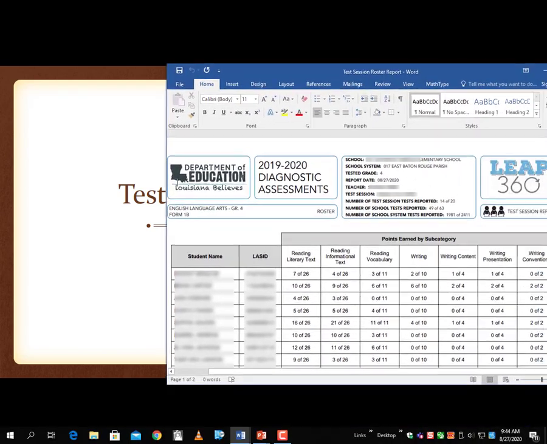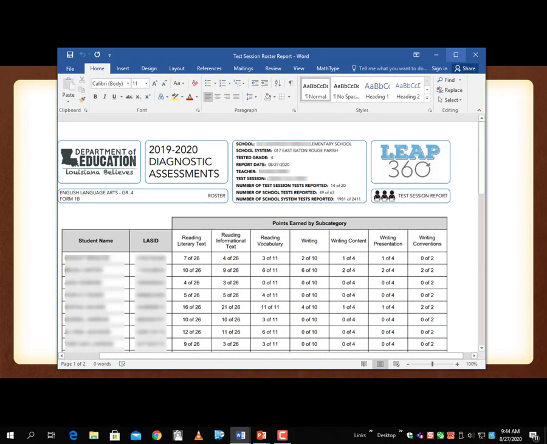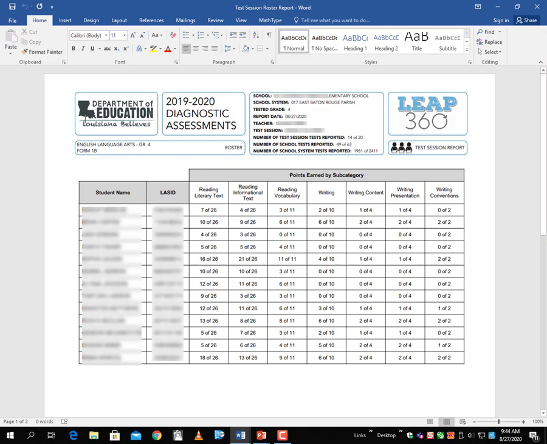Okay, so the next one I want to look at is called the test session roster report. So let's take a look at what this looks like. I'm going to expand this. Again, notice you have information up here. So this is a grade 4 ELA.